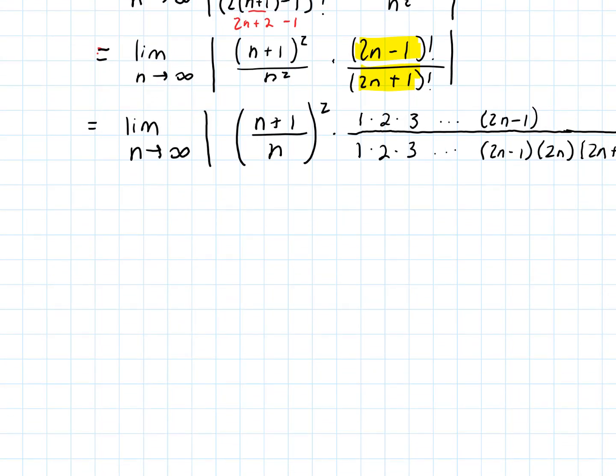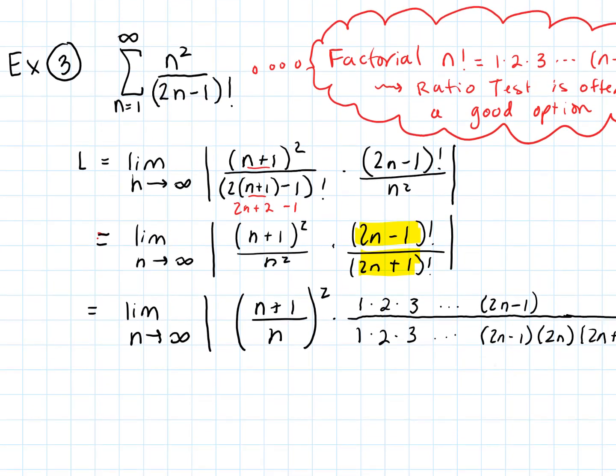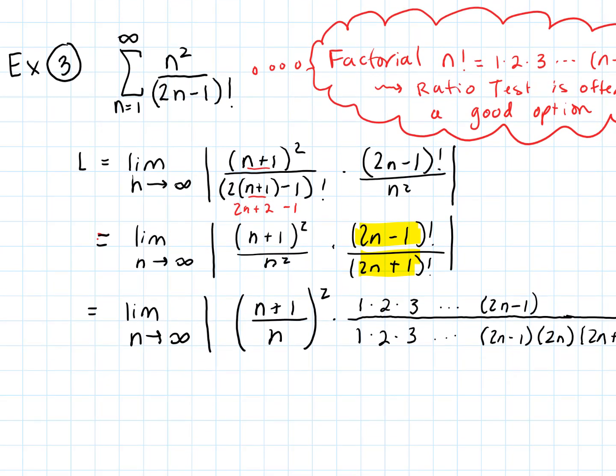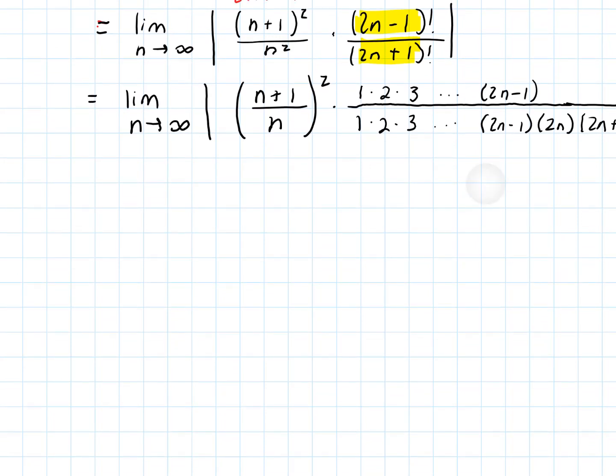All right. And then, of course, this is why ratio test. This is why I was saying in that little thought bubble up there, a factorial is often a good option for the ratio test because of what's going to happen right now. And you're going to see we're going to get cancel, cancel, cancel. Everything cancels except for those last two terms of the factorial in the denominator.